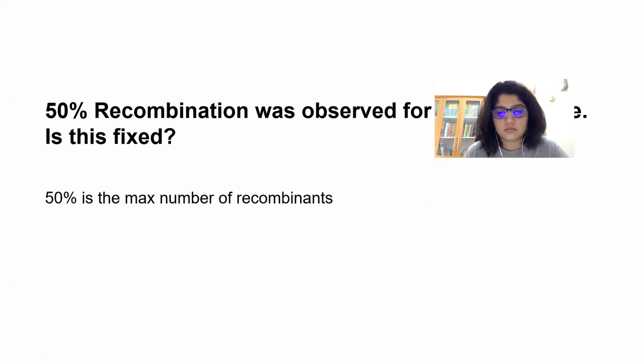Is 50% recombination observed for unlinked genes? Is this fixed? Actually, 50% is the maximum number of recombinants or recombination events that we could see in a population. Above that, we call it an unlinked gene, and below that, we call it linked. But again, based on the crop and cross level, we might even restrict 30% as the maximum number of recombinants. But by theory, we can have a maximum of 50% recombinants and 50% parental combinations.